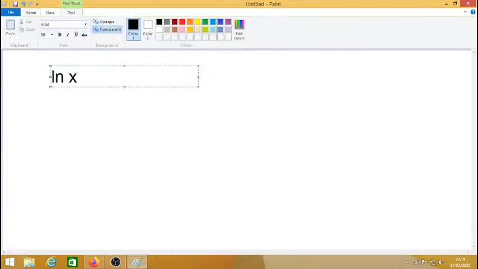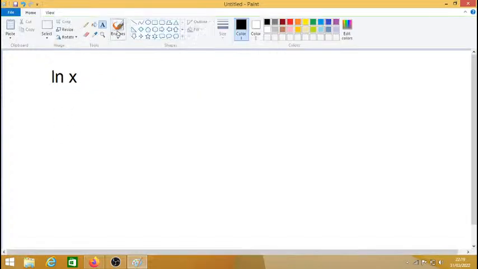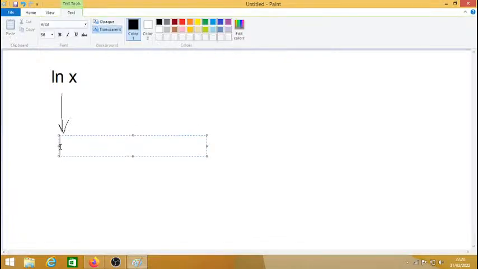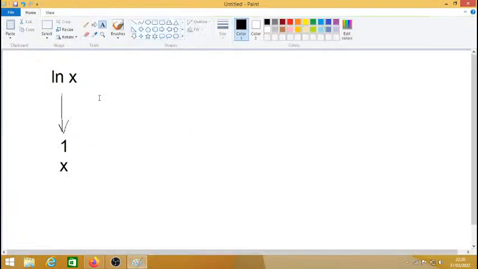The basic principle is that natural log of x differentiates to a very simple fraction, which is 1 over x. If you can remember that, then that's all you have to know and understand, that the natural log of x differentiates to 1 over x. Okay, let's try and see some examples.